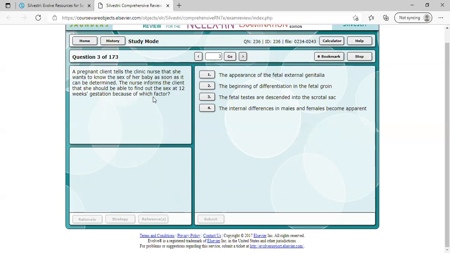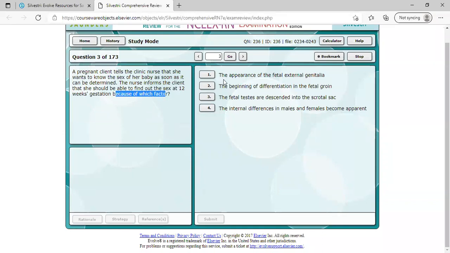If we check by ultrasound, we can easily determine the genitalia. But it is important that it should be mature, around 12 weeks. Right? So the examiner is asking, around 12 weeks of gestation, because of what factors?